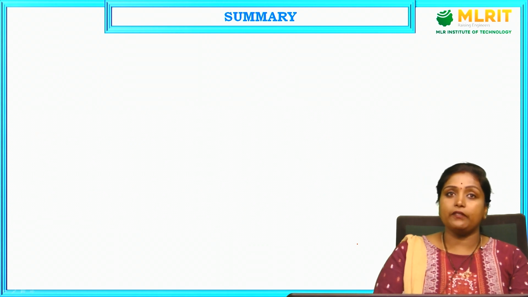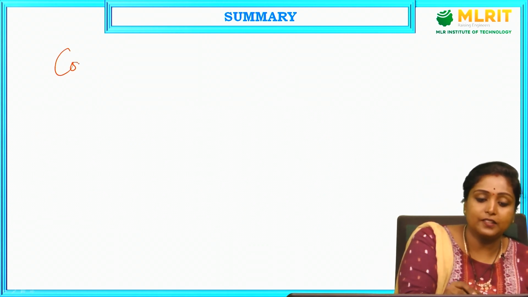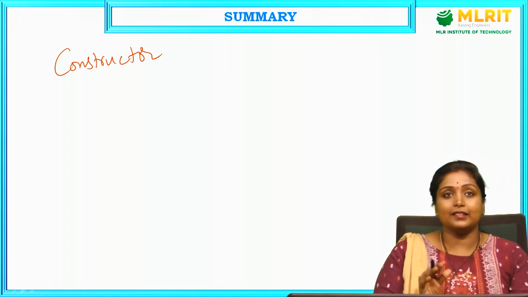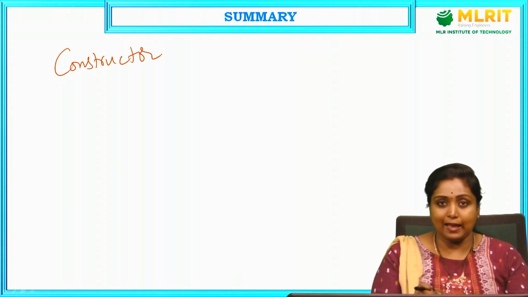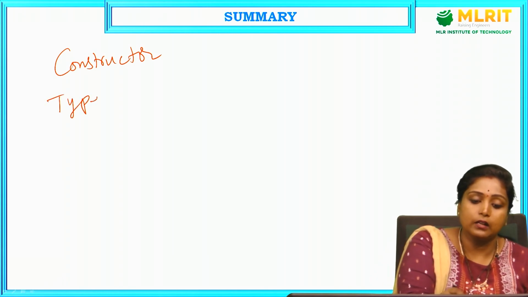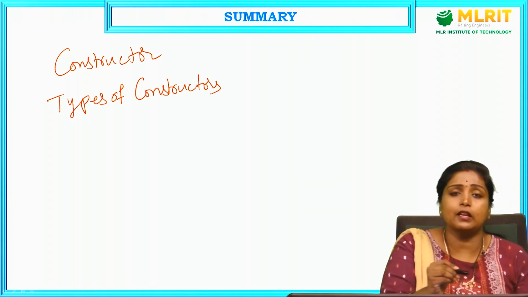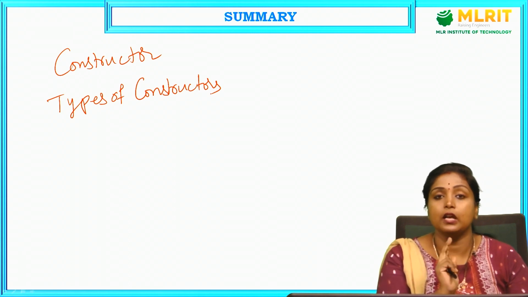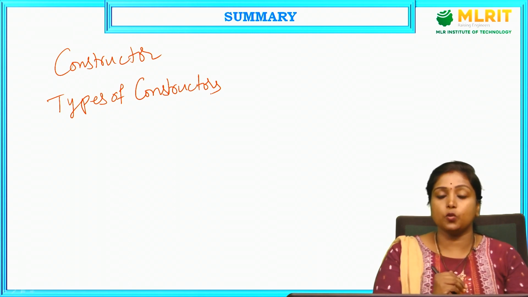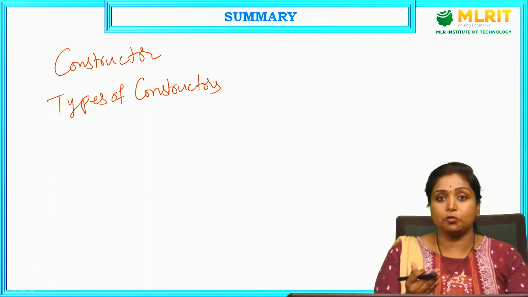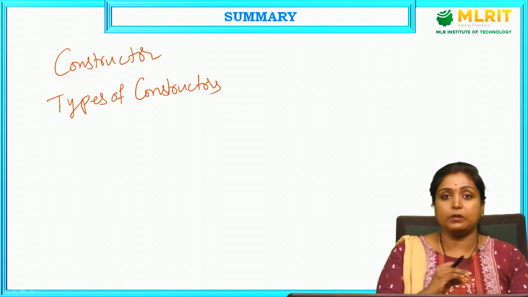So what we have learned in today's session is, first, a constructor. What is a constructor? A constructor is a method which has the same name as the class name, which is used to initialize an object. Next, types of constructors. How many types of constructors are there? There are two types: one is the default constructor, the second is the parameterized constructor. If you don't supply any parameters to the constructor, then it is said to be a default constructor. If you are supplying parameters to the constructor, then it is said to be a parameterized constructor.